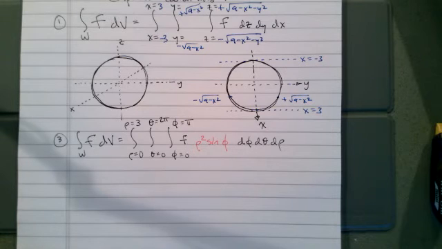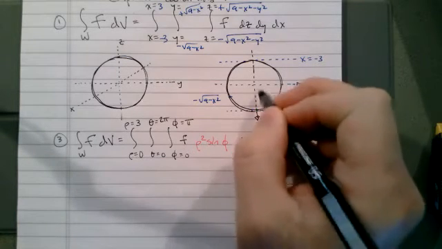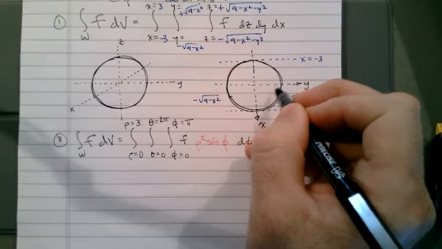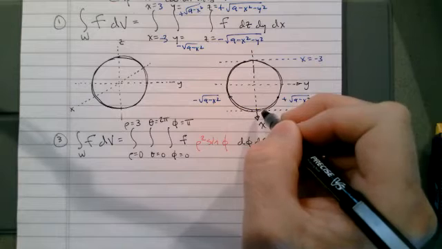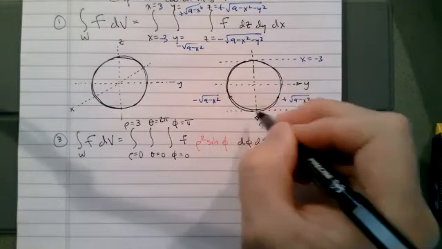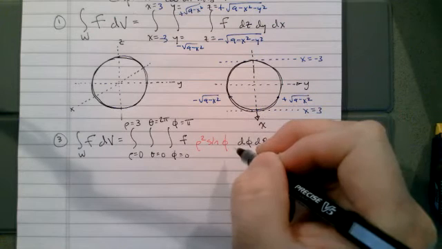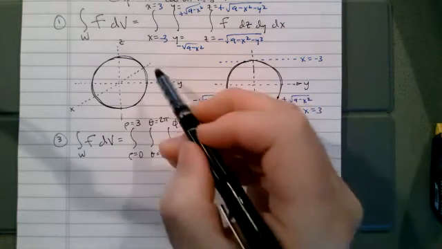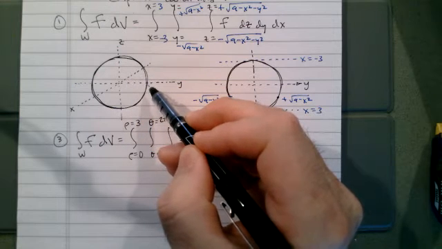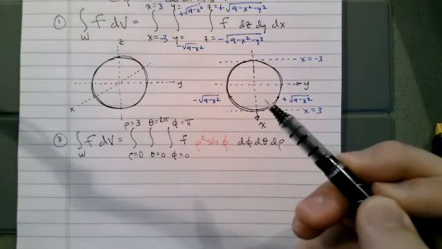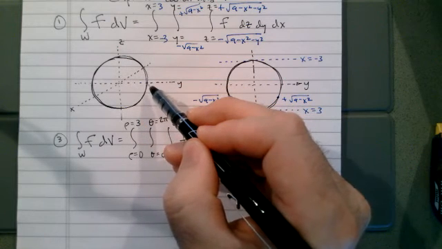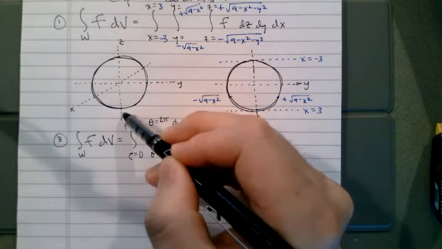If I only wanted an orange slice that encompassed the first quadrant in the xy plane, I would just integrate theta from 0 to pi over 2. If I wanted the left half of the sphere, I would integrate theta from 0 to pi instead of from 0 to 2 pi. If I wanted the top half of the sphere, I would integrate phi from 0 to pi over 2. If I want the bottom half, I would go from pi over 2 to pi.